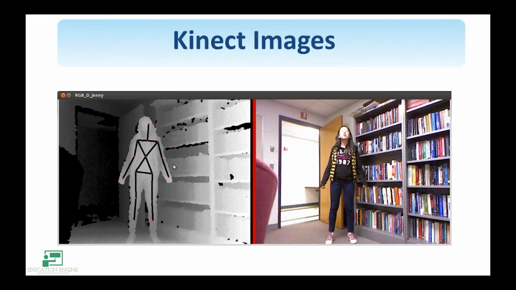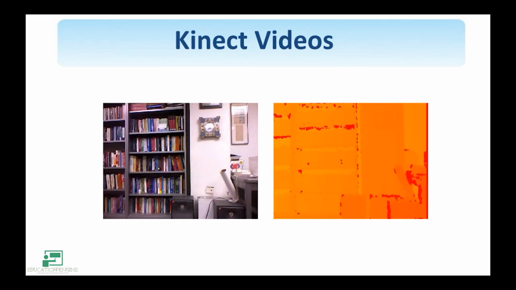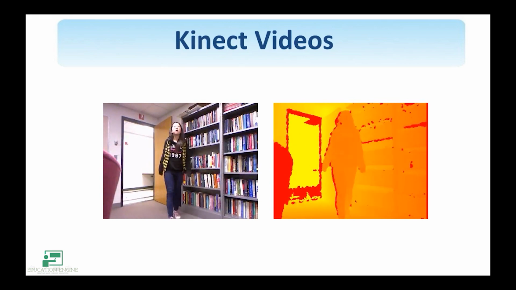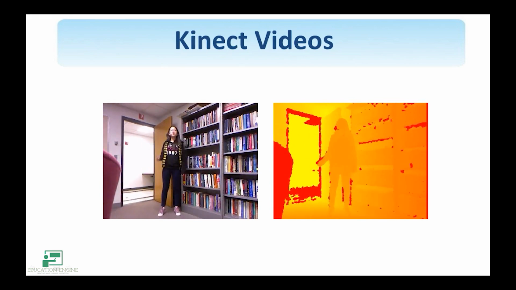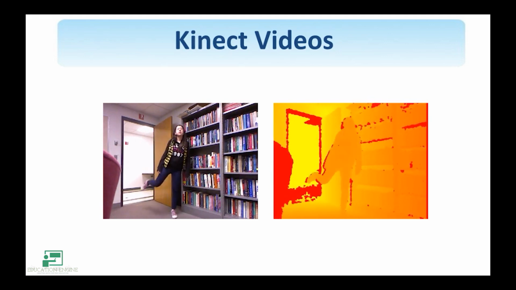So you see here the skeleton of the person on the left image, right? So here's the person, this is the depth map, and also the Kinect provides a visible image shown here. So you see the visible and the corresponding depth image that shows where the person stands and where the door is and so on. We can see here a short video that shows both the visible image as well as the depth image acquired by the Kinect camera.